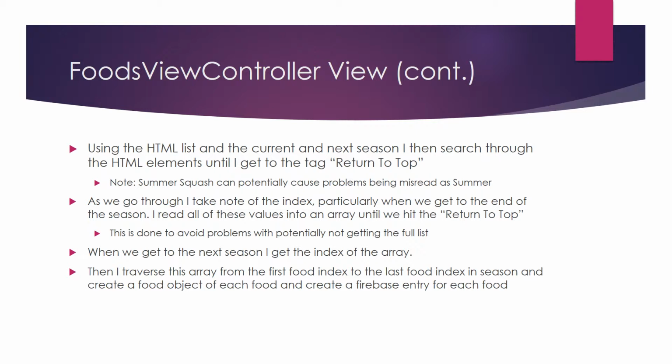When we get to the next season, I then get the index of that array, as I said, and then I traverse that array from the first food index to the last food index of that season and create a food object of each food, and I create a Firebase entry for each of those foods.